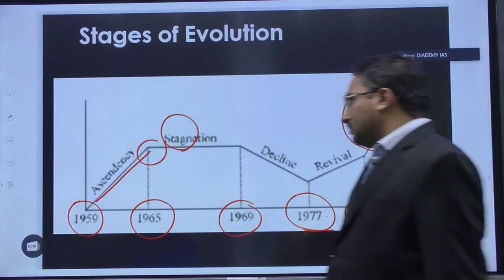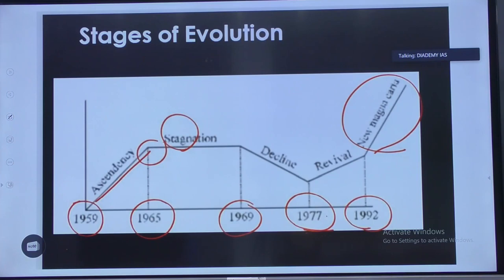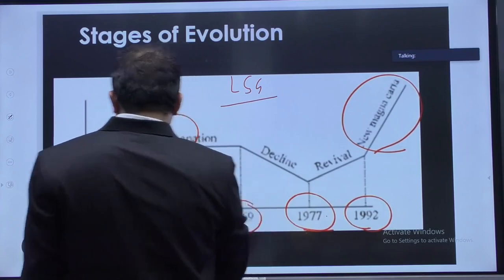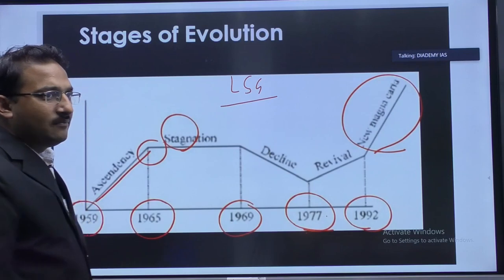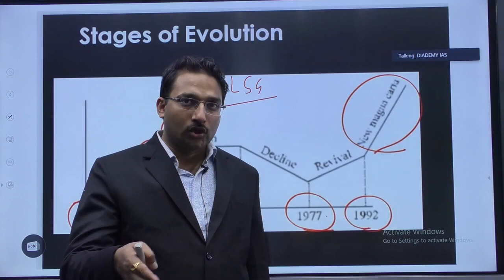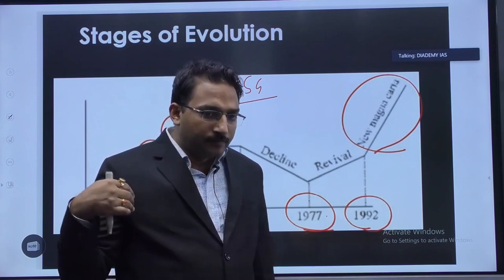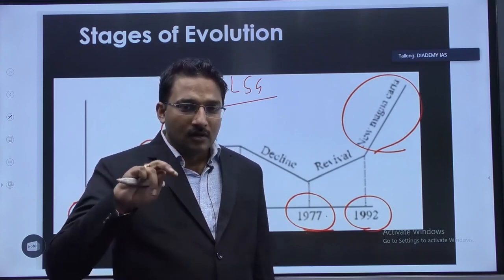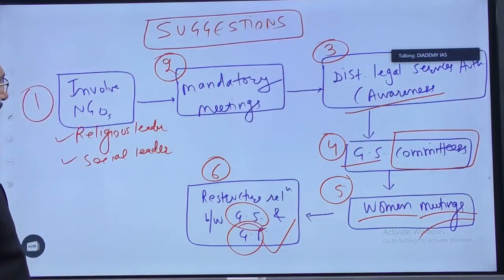Stages of evolution. Suppose stages of evolution of local self-government. So this is from 1959 to 65. This is very specific and maybe very factual. So only if you are very clear. Suppose you are very clear about population growth, or any particular concept which is very factual, support about food, about financial, so you can use, otherwise not, right? Suggestions you can give in this format.